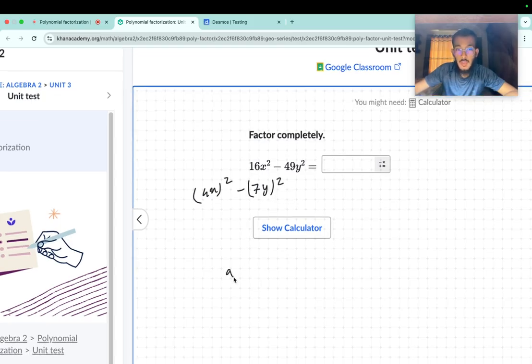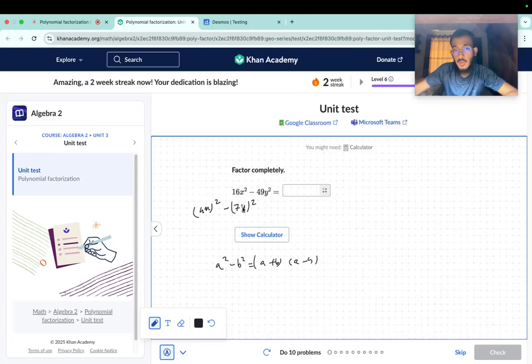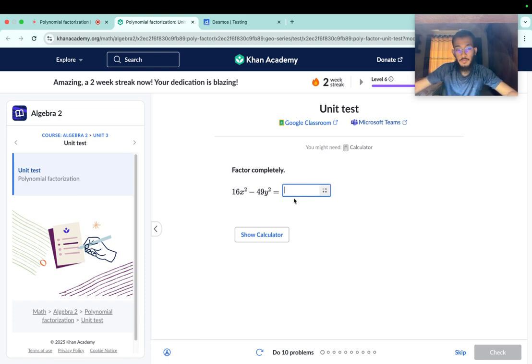So we know that a squared minus b squared equals (a plus b) times (a minus b). So 4x is a, so 4x plus 7y, and we have 4x minus 7y.